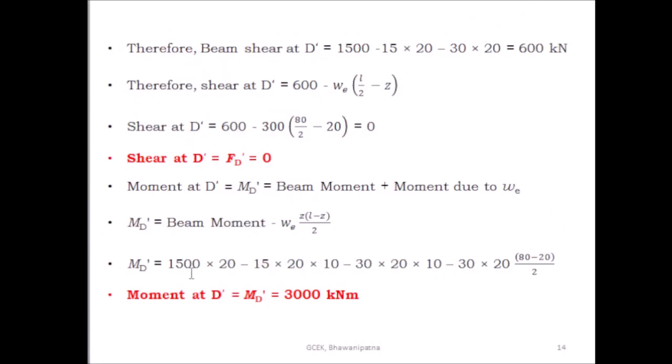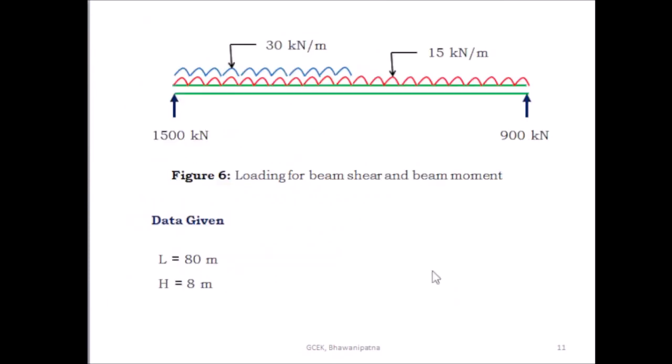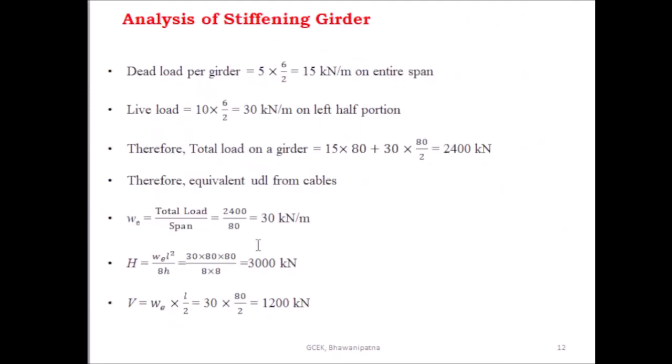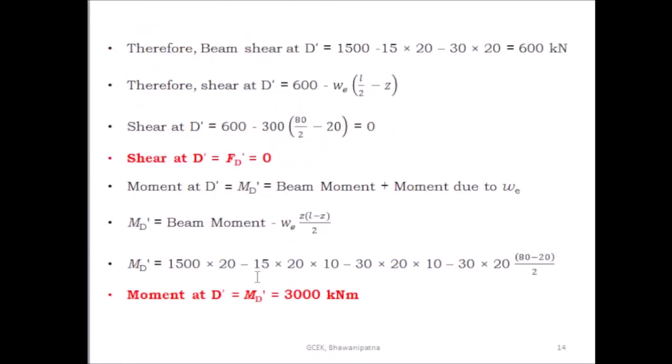So here the beam moment is equal to 1500 into 20 minus 15 into 20 into 10 minus 30 into 20 into 10. You have to find out the beam moment here at a distance 20 meter from the support A dash. So 1500 into 20, and due to this dead load 15 into 20 into 10, and due to this live load 30 into 20 into 10. This is the moment. 1500 into 20 minus 15 into 20 into 10 minus 30 into 20 into 10, and this is due to the equivalent uniformly distributed load.